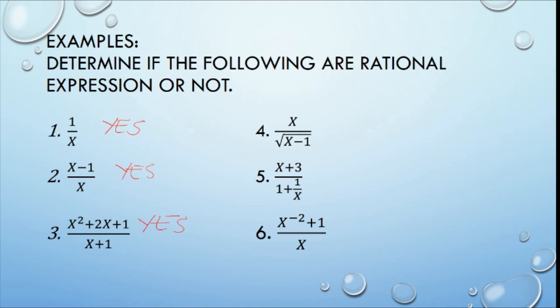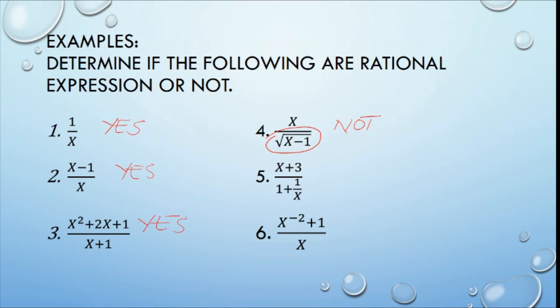Okay. Number 4, x all over the square root of x minus 1. This time, this is not a rational expression. Why? Because a polynomial must not have a square root, or hindi dapat siya magkakaroon ng square root. So as you can see on our denominator, meron siyang square root, so hindi ito pwede.